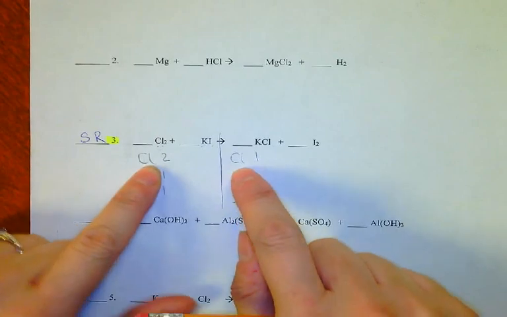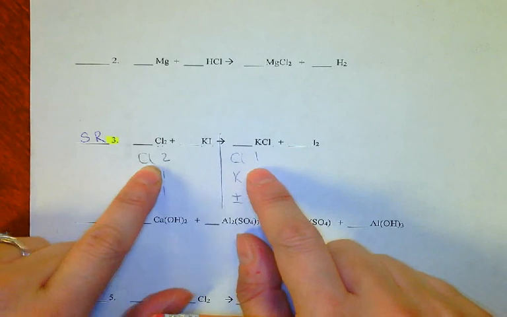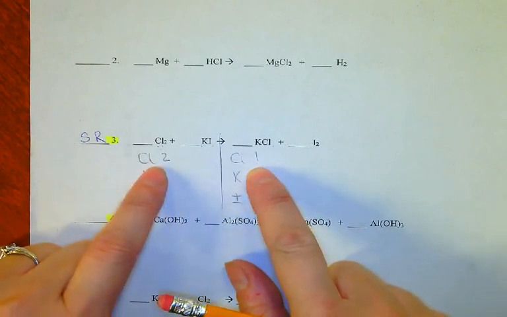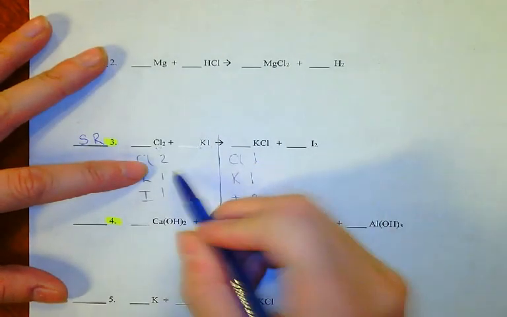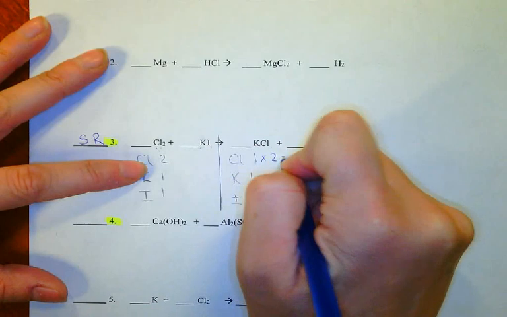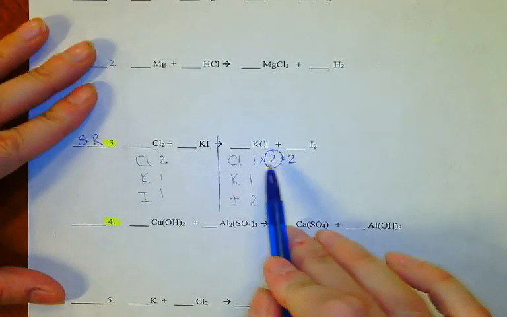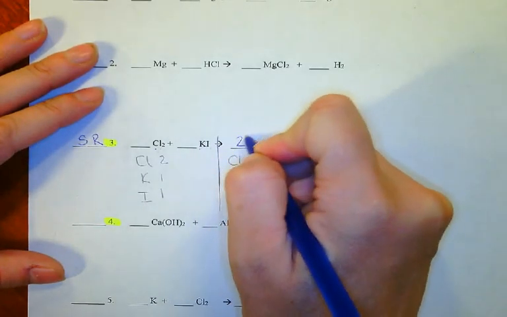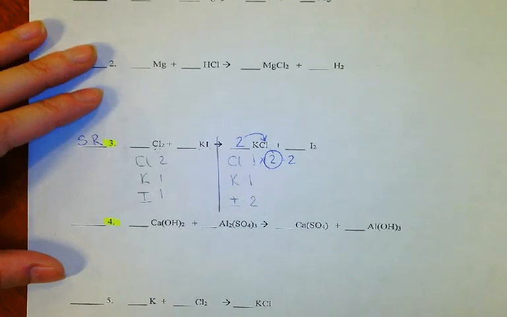So, are my chlorines balanced? The answer is no. So I need to go to the smaller side, which in this case is the products, and I need to multiply it so that it matches the larger side. So, in order to turn my 1 into a 2, I'm going to multiply it by 2. So that's what I want to do. I'm going to go into the problem and actually do that. So if I put a 2 here, that gives me 2 chlorines, and now my chlorines are balanced.